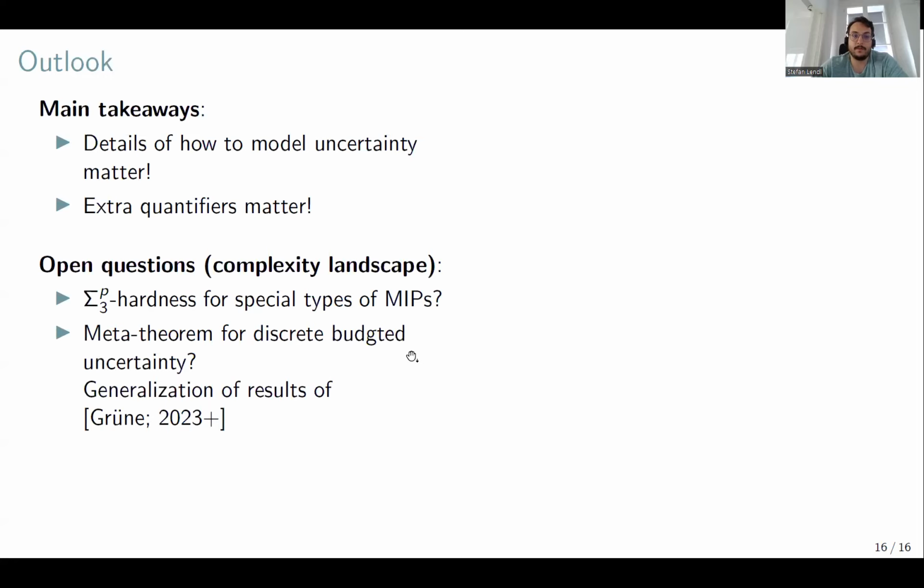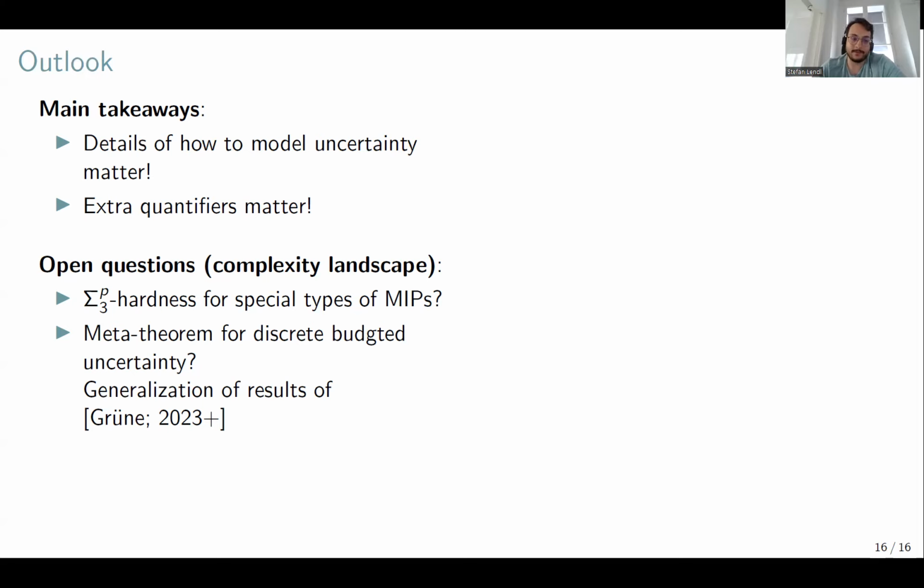So what's the outlook here? Well, on one hand, details of how to model uncertainty matter. We have seen this. And extra quantifiers matter a lot. And whether you use continuous or discrete budgeted uncertainty changes the detailed complexity with respect to the polynomial hierarchy. And this also has implications on the kind of techniques we have to use to solve these kinds of problems. So studying more details of the complexity landscape is really important to understand our kinds of problems.